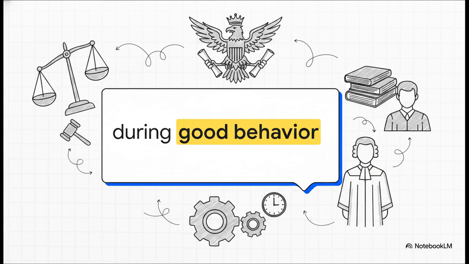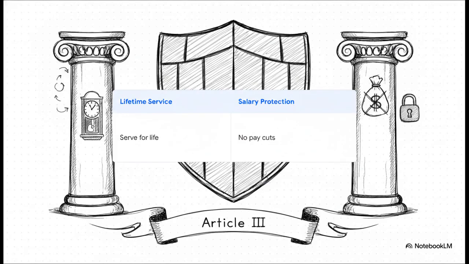So their solution, 3 little words: during good behavior. This is the ultimate anchor of judicial independence. The Constitution doesn't just hire federal judges for a quick 4-year term. It grants them their positions for life, provided they maintain good behavior. By removing that constant pressure to run for re-election or beg politicians to keep their jobs, judges are totally freed up to focus entirely on the law. And this brilliantly illustrates how 2 massive constitutional pillars forge an impenetrable shield against political pressure.